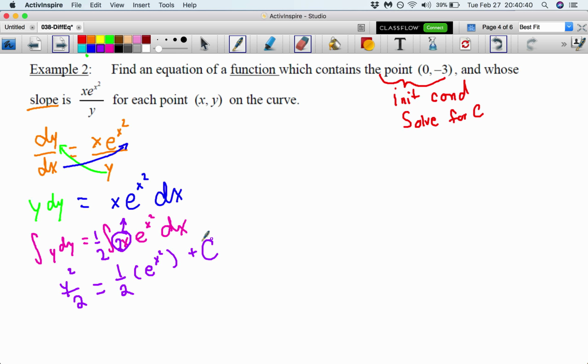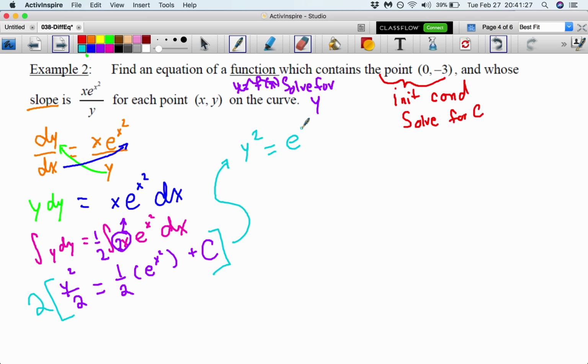So we have this equation. But we want a function which will look like just y equals. That's another word for solve for y. We want y equals some function of x. So we'll go about our business. Let's multiply both sides by 2. All right, I'm multiplying the whole equation, both sides, by 2. And that'll get me y squared, 2 times y squared over 2, equals e to the x squared plus 2 times c.